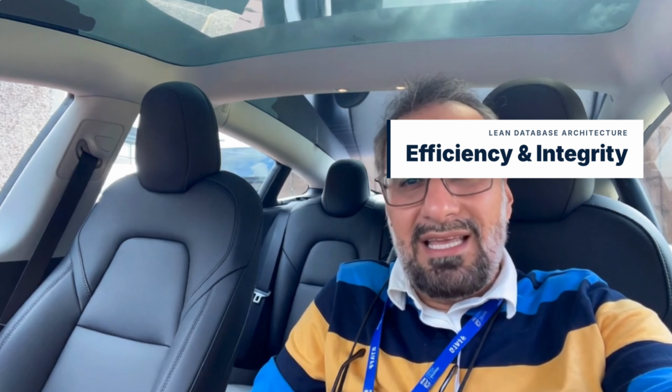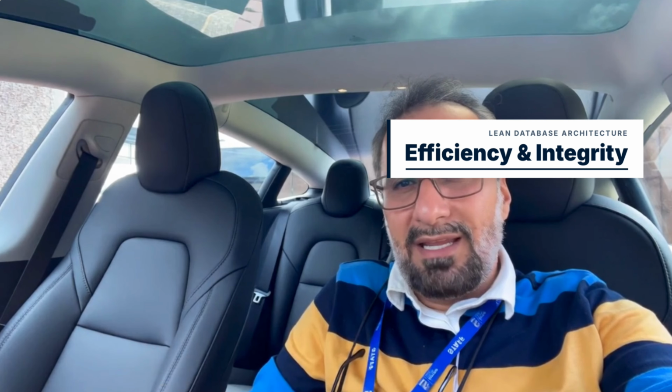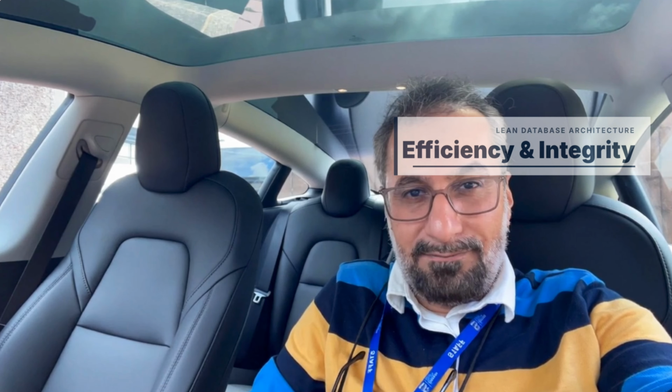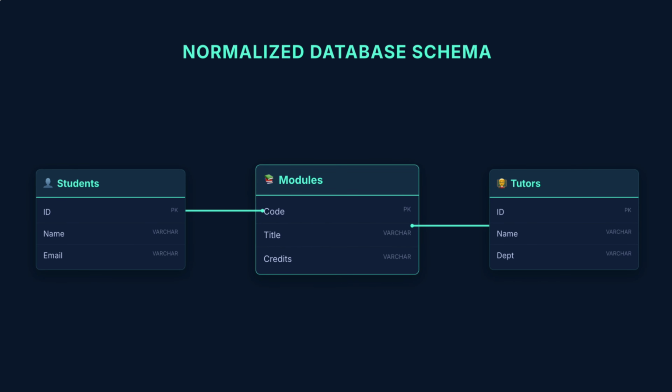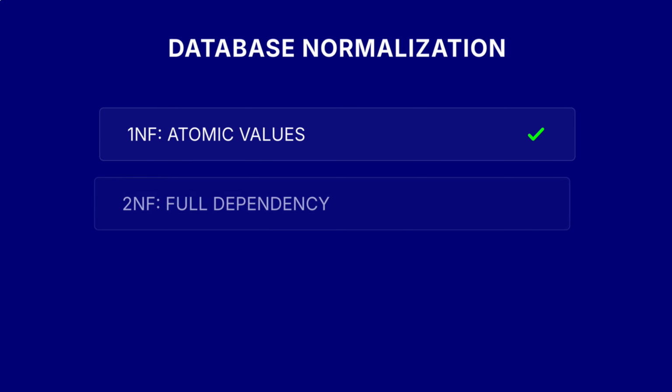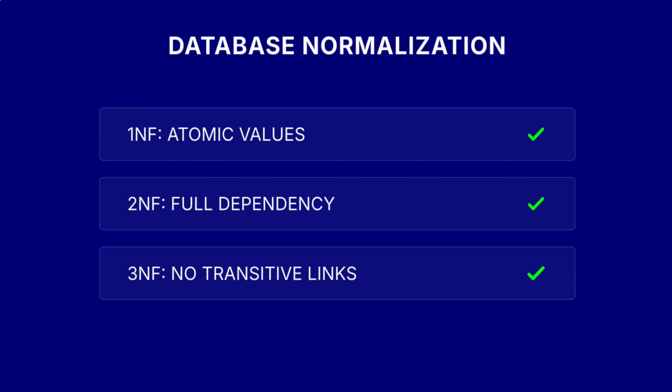The goal is a lean, efficient database where every piece of data is stored in exactly one place. Normalization prevents update anomalies and ensures your data remains consistent as your system scales. From atomic values in 1NF to removing middlemen in 3NF, these steps are the foundation of good database design. Start normalizing your databases today for a more robust system.